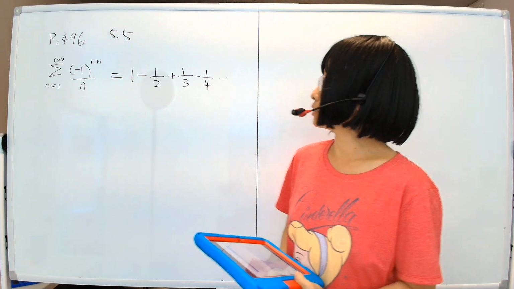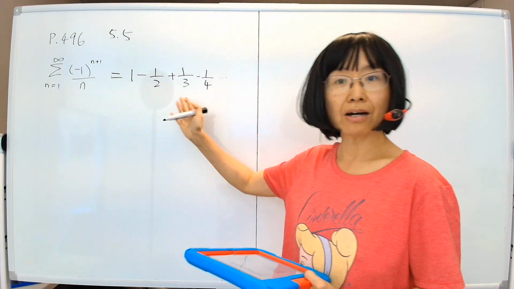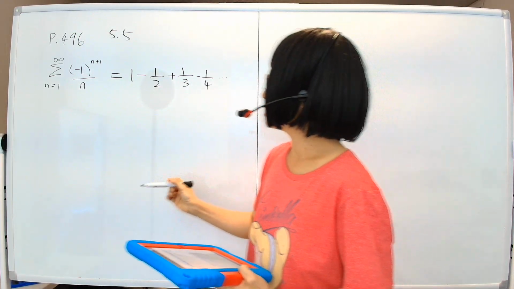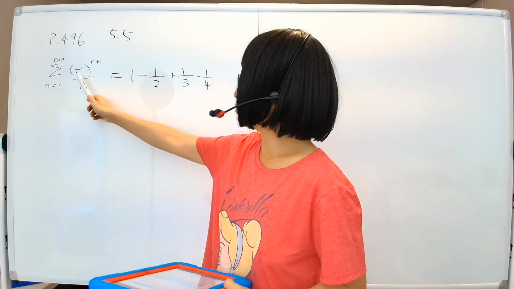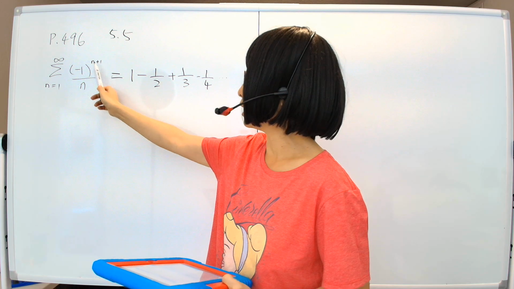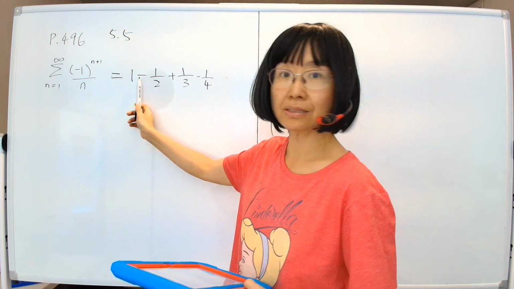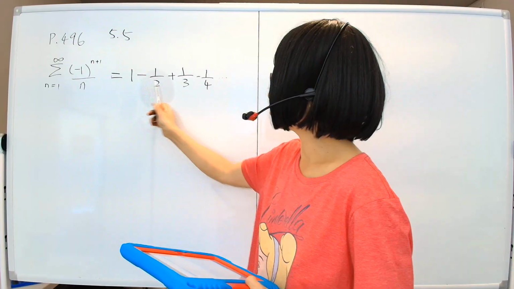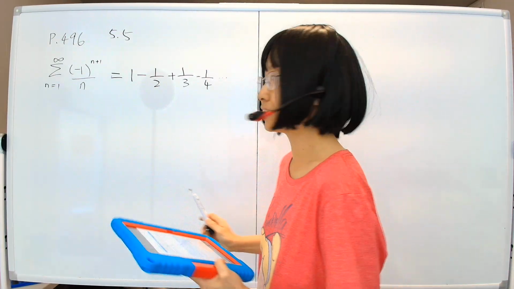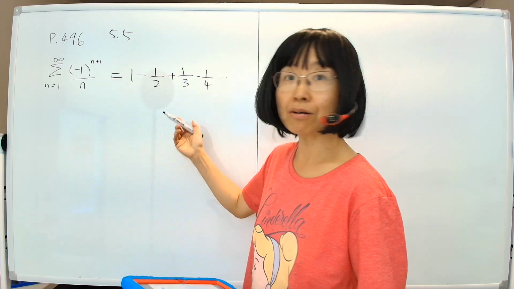The first thing we're going to do is calculate the alternating harmonic series. Now, the alternating series always have a -1 to the power n or n plus 1. The purpose of that is to control the sign. That's the switch, the switch of the sign from plus to negative. So now we have the harmonic series, and we're going to figure out what it is.